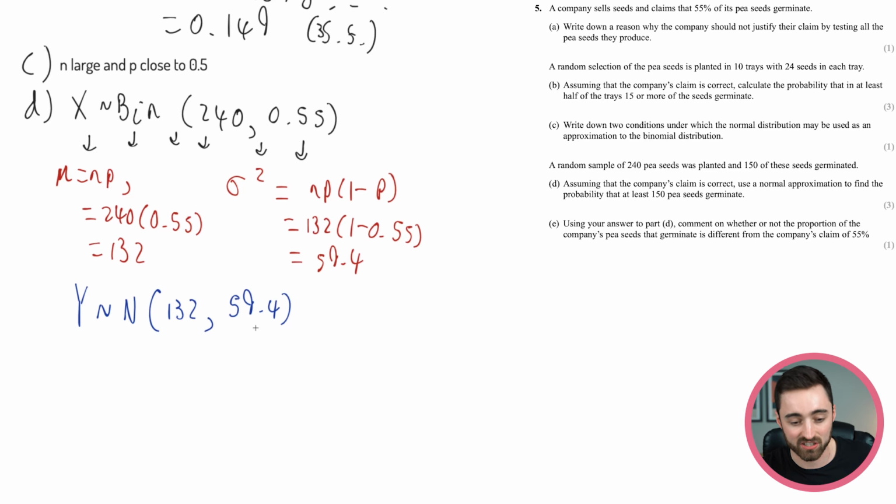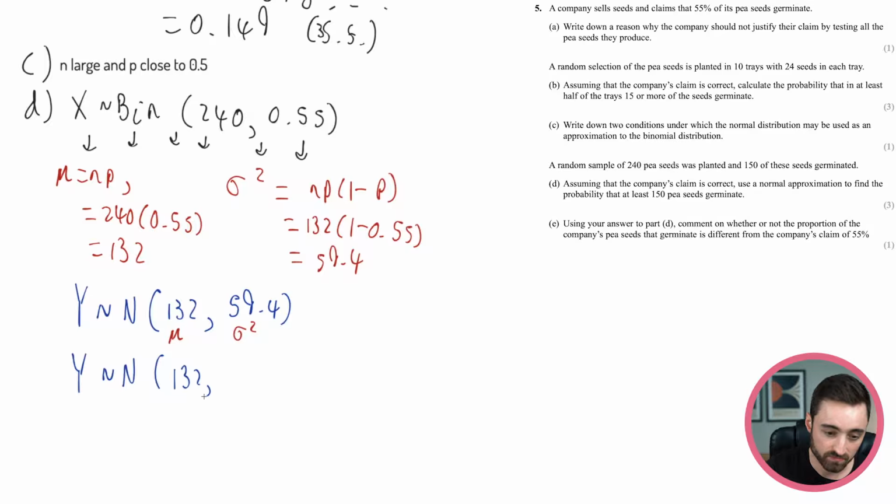So a little trick that I like to do, remember normals are mu and sigma squared. So you might get confused here because you actually kind of want sigma here. You don't have to do this, but what I like to do is write this as the square root of 59.4 all squared, because that's how we generally write normals. We write mu and sigma squared. So now we know what our sigma is. It's the square root of 59.4. You might be fooled into thinking that sigma is 59.4 when you put it into your calculator, losing them marks.